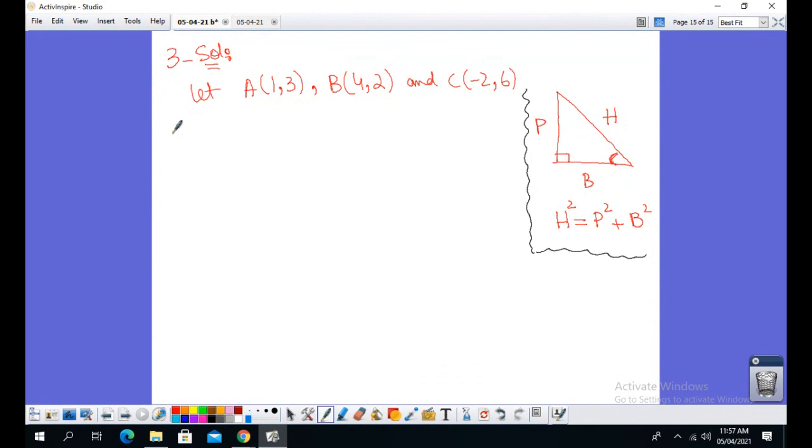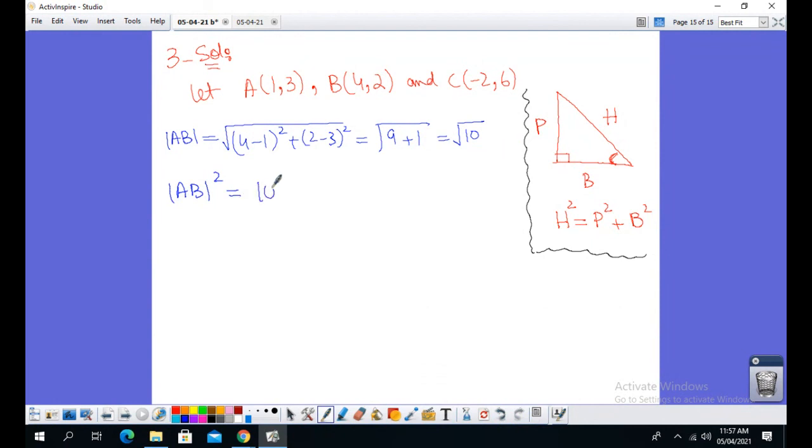Now first of all we take the distance between A and B. The distance between A and B is x2 minus x1, y2 minus y1, squared, which means 9 plus 1, which becomes square root 10. We call it 1. Since what we have to prove involves the squares of the sides, we take the square of this side, and we get 10.